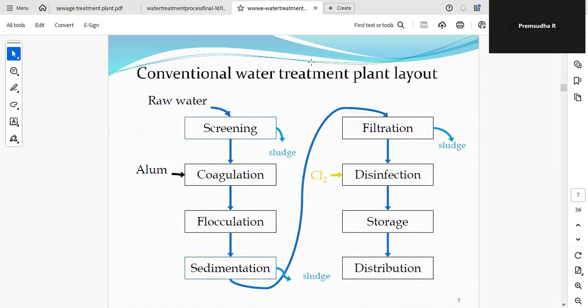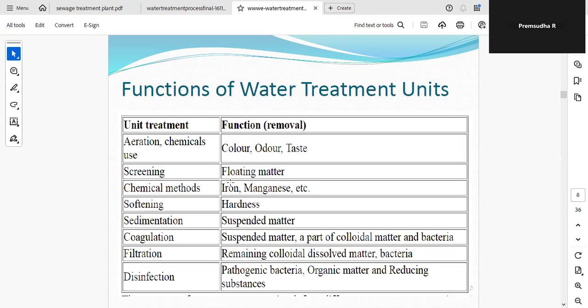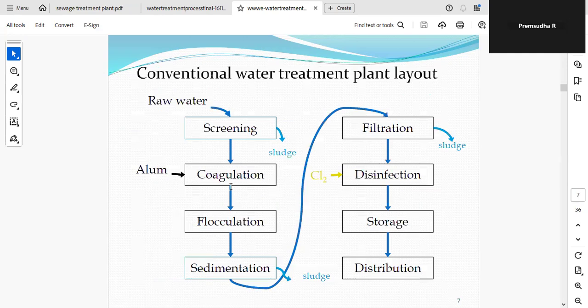Here you can see the conventional water treatment plant. Raw water from the source enters the screening unit, which removes the floating matter, particles lighter than water that float on the surface. Then comes coagulation, the process of removing colloidal, suspended, and very fine particles that won't settle by gravitational force. So we have to remove those particles by the process of coagulation.